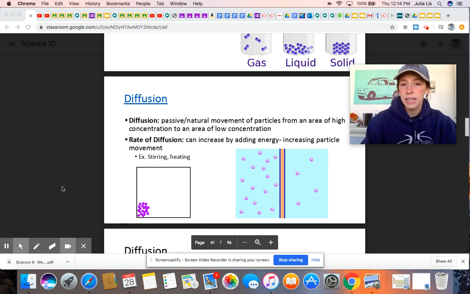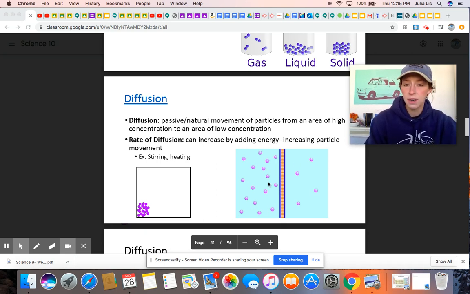Diffusion is the passive movement of particles, so no energy is required in order for these particles to move. An example is if you sprayed some perfume, or if your mom sprayed some perfume in the room next to you, eventually you would smell it. That's because particles are moving from a high concentration to a low concentration. They're always moving to where there's extra space, to wherever they're needed, to that lower concentration.